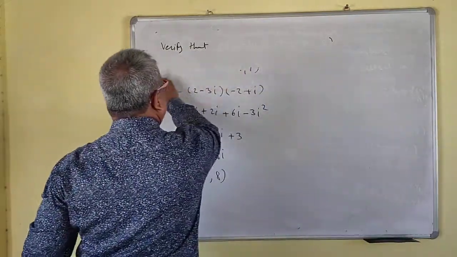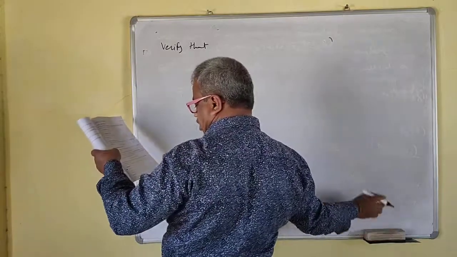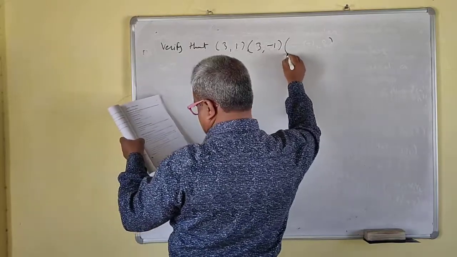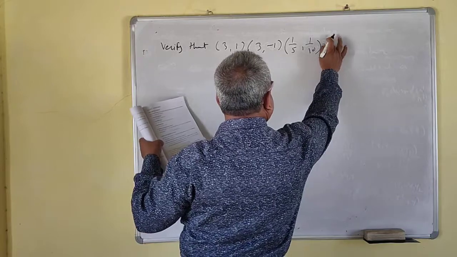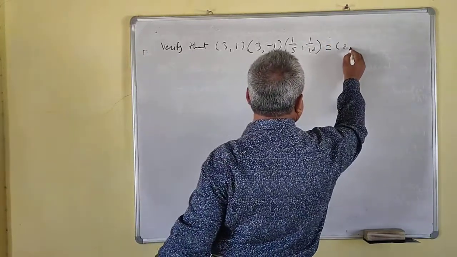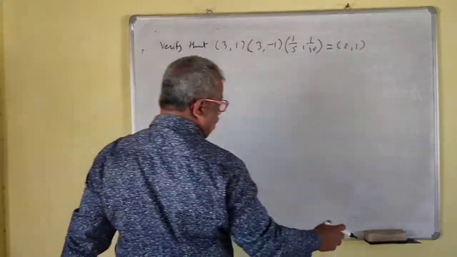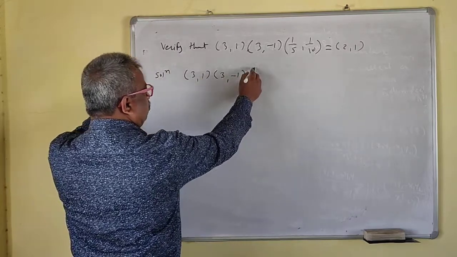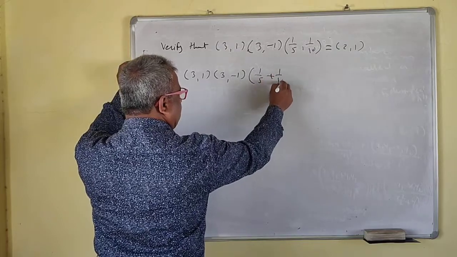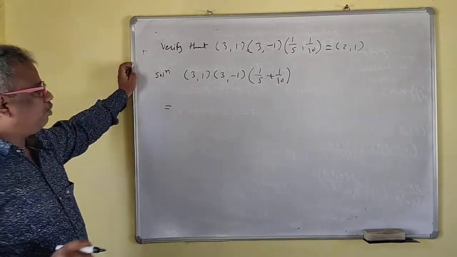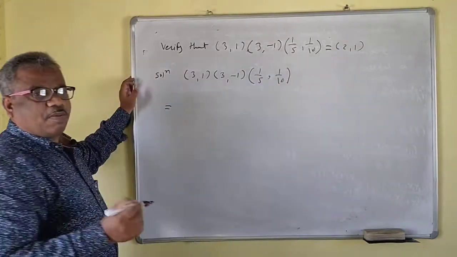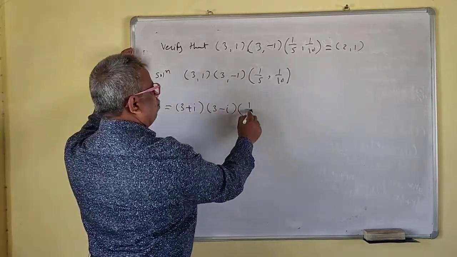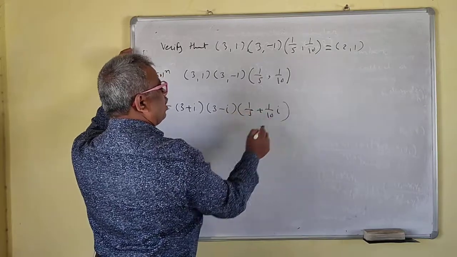Next we'll take the next problem. Verify that the product (3 + i)(3 − i)(1/5 + i/10) is equal to (2 + i)/... we'll do the product. Solution: (3 + i)(3 − i)(1/5 + 1/10 i). We write it in the form of complex numbers: this is 3 − i, and this is 1/5 plus 1/10 i.